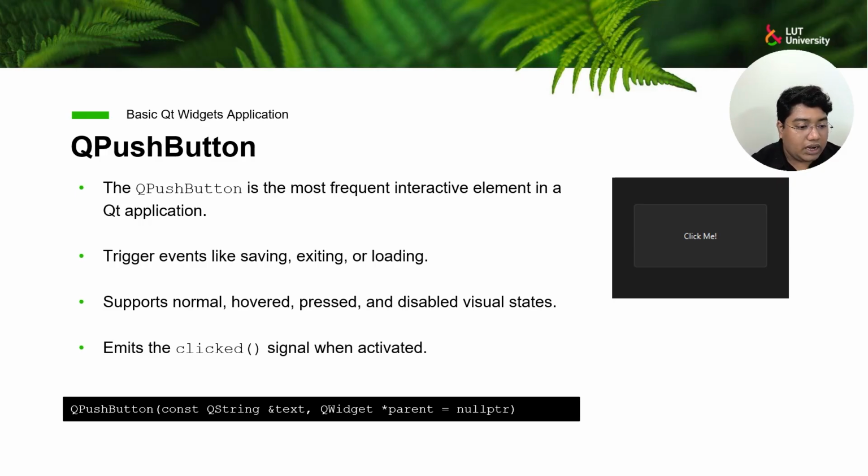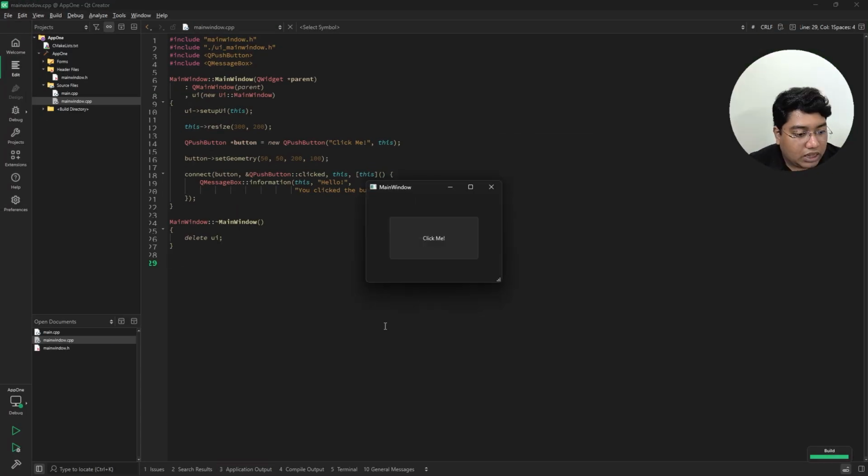Qt automatically handles different visual states. So, for example, the button changes appearance when the mouse moves over it. See? Then it changes again while it's being pressed. Notice when I press that button, it becomes a little darker. It can also be disabled if an action isn't currently available. Most importantly, when the user activates the button, it emits the clicked signal.